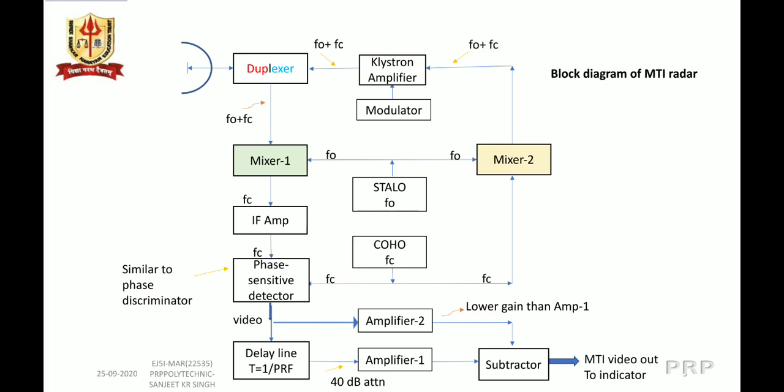So in this MTI, it is actually combining both the pulse technique and the Doppler technique to improve the performance and measurement capabilities. In this system, it is evaluating the successive echoes to determine the phase shifts that indicate when a target is moving. So the output of the subtractor will be an MTI video that can be indicated on a display system.